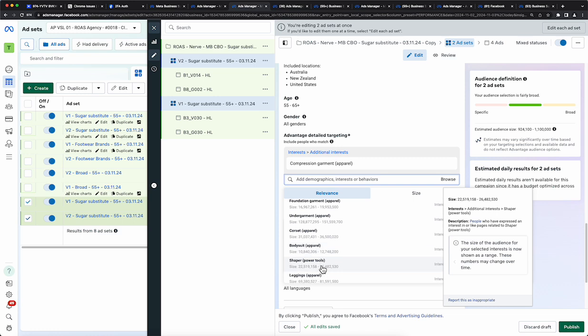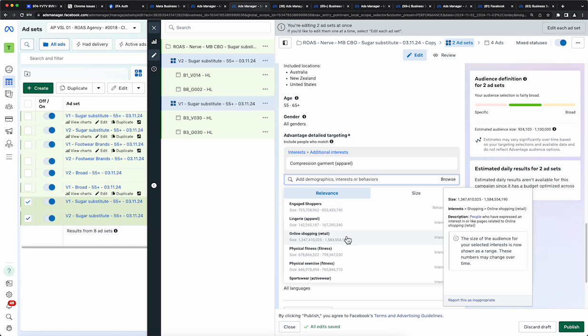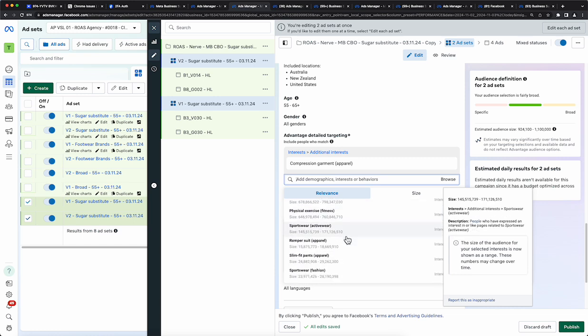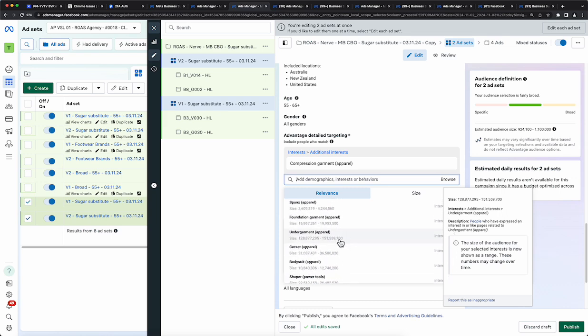corset, bodysuit, shaper, how many 55 plus people are wearing bodysuits, right? Undergarment, maybe. But this is more catered towards the, what's it called? Slimming wear, right? Because what I want is compression socks.